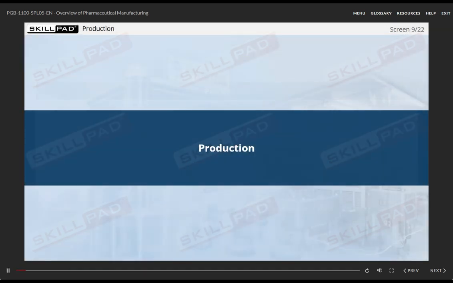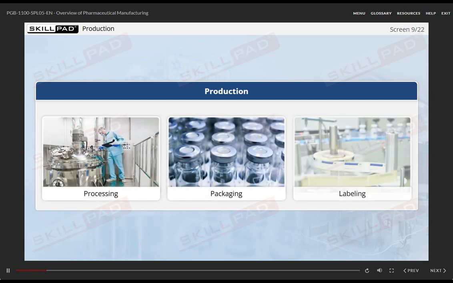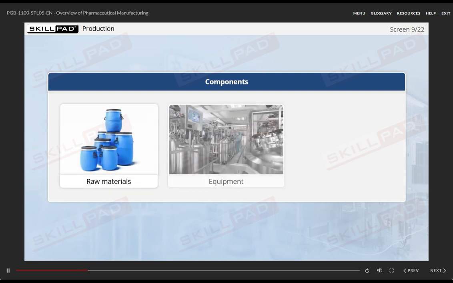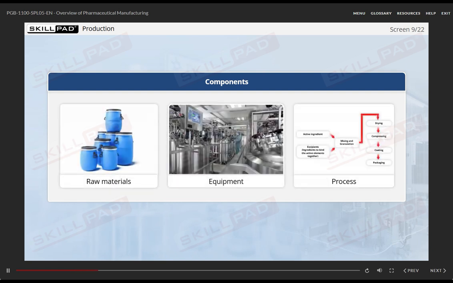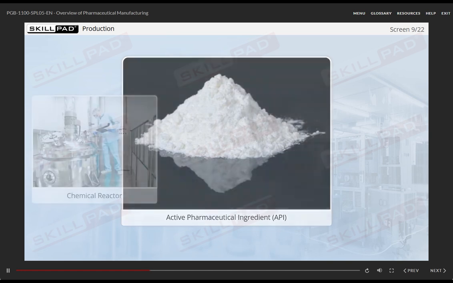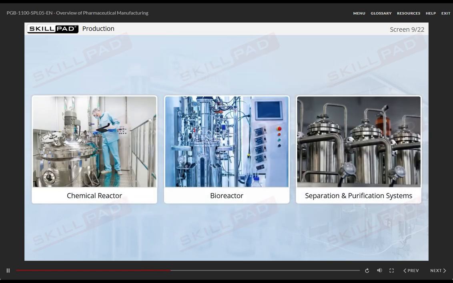Production. Production involves the processing, packaging, and labeling of APIs and finished dose drug products. There are three basic components needed to make a product: raw materials, equipment, and a process. API production involves manufacture of active pharmaceutical ingredients from raw materials. API manufacturing equipment includes chemical reactors, bioreactors, and separation and purification systems.